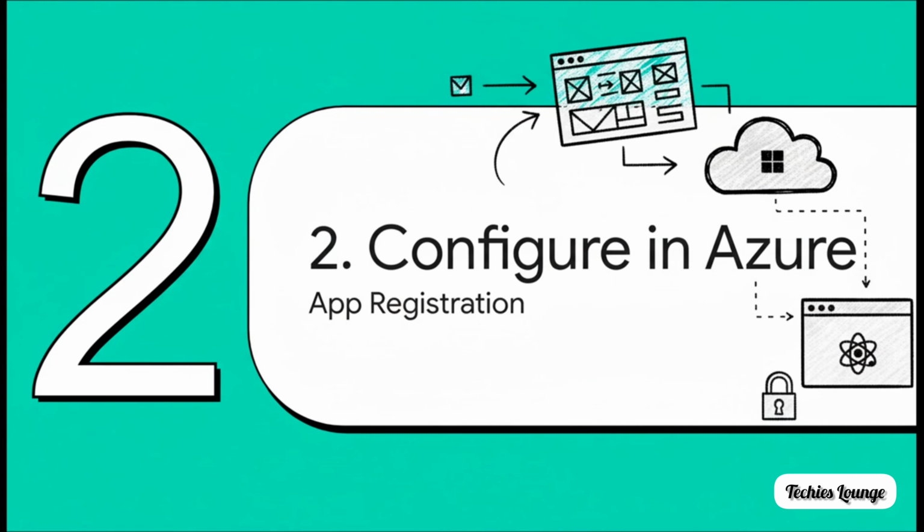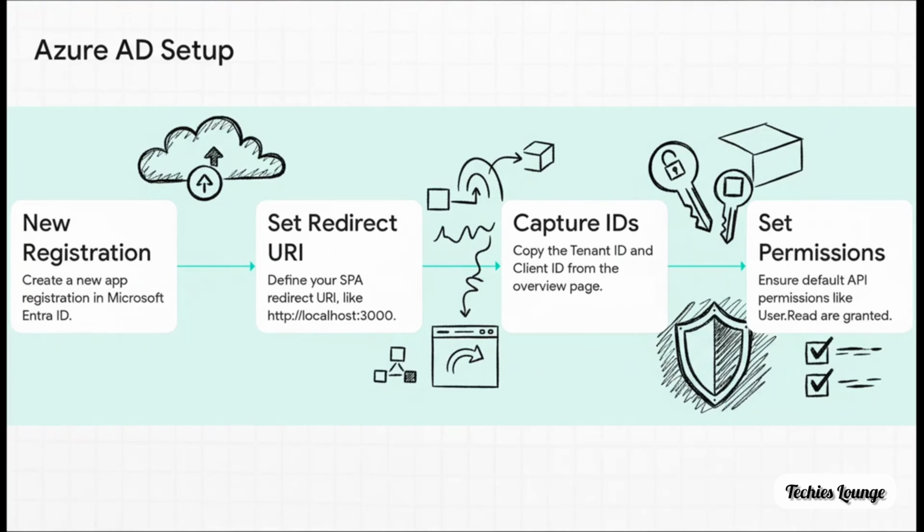All right, enough theory, let's get our hands dirty. Our first stop is the Microsoft Entra ID portal. Again, that's the new name for what used to be Azure Active Directory. We've got to go tell Microsoft that our React app exists. Now that portal can look a little intense at first glance, but really what you need to do boils down to these 4 simple steps.